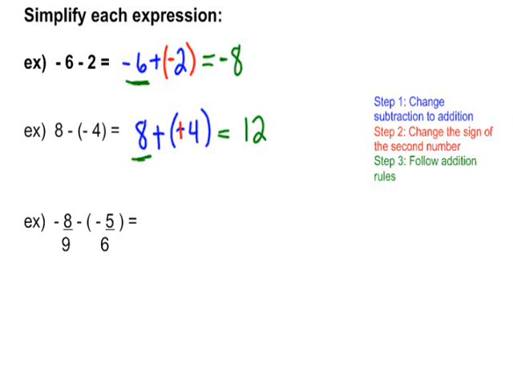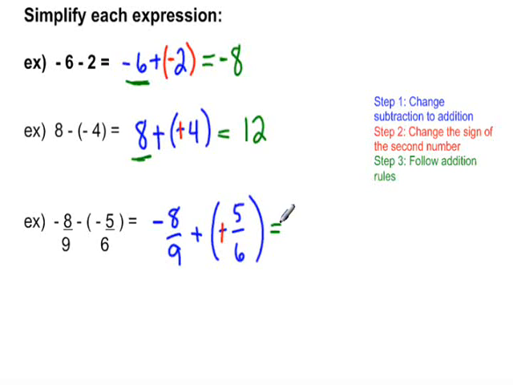Okay. Our third example, same steps, we're just using them with fractions this time. So I look down here, I'm going to write out negative 8 over 9 plus negative 5 over 6. There's our step 1, change subtraction to addition. Next I'm going to change the sign of the second number. So my negative 5/6 is instantly a positive 5/6, and we follow the addition rules.